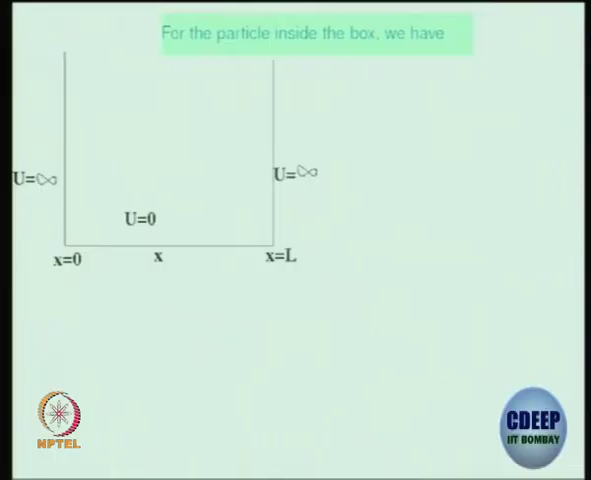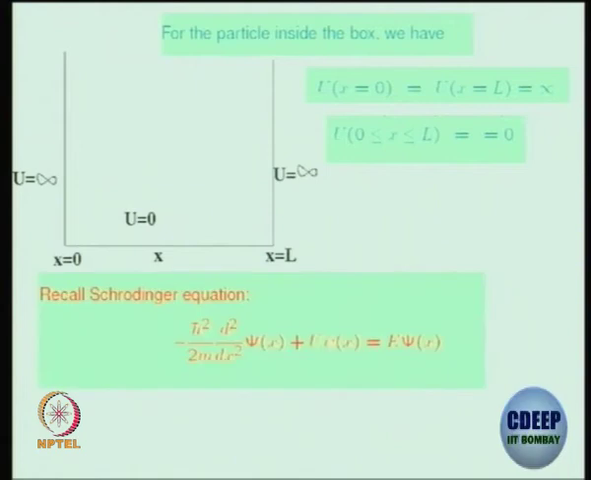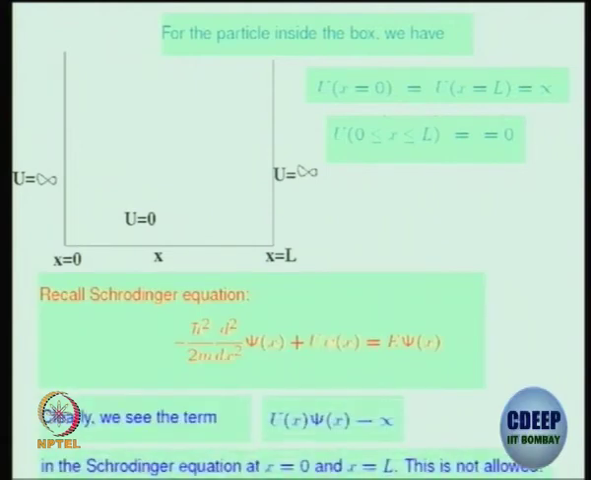For a particle in a box, you put in this condition in the derivation and then you recall the Schrodinger equation, and substitute the fact that U of x is tending to infinity outside the box. So this is something you need to worry about.